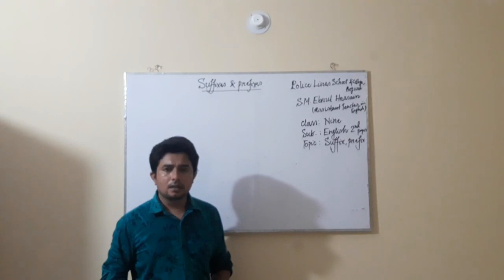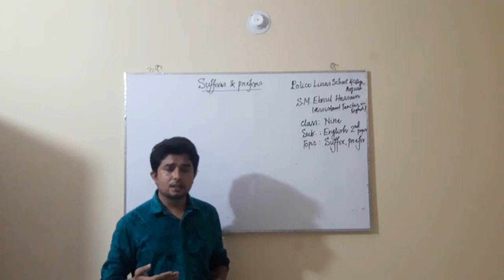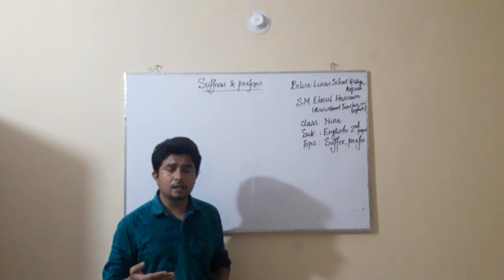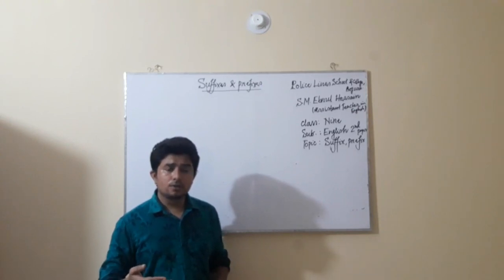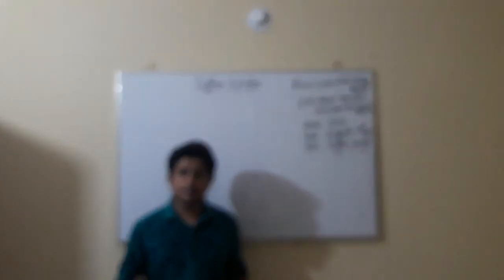This class is on English second paper, and our topic today is suffixes and prefixes. This class is part 2 of suffixes and prefixes. In the previous class we discussed how to form nouns. So today we are going to learn how to form adjectives by adding different types of suffixes. Okay, let's get started.